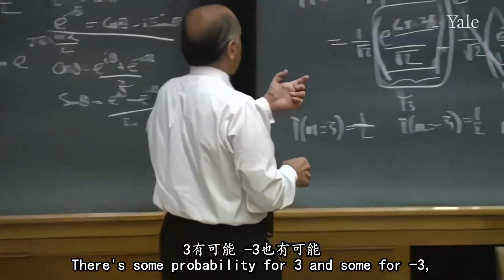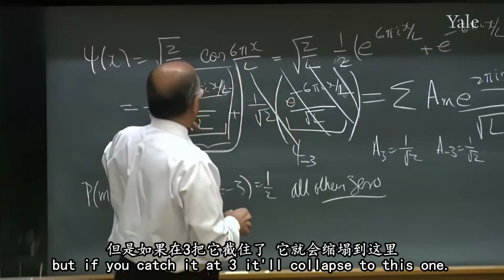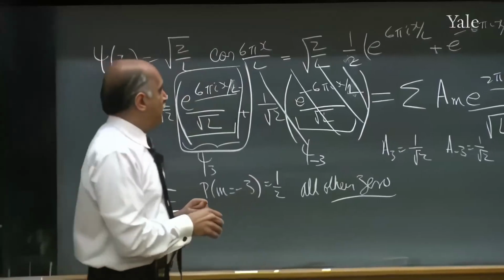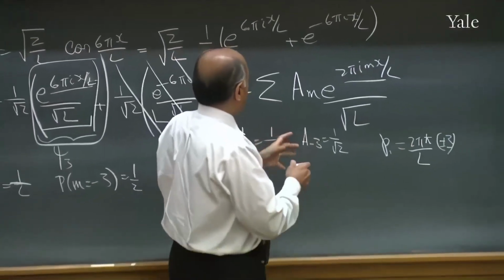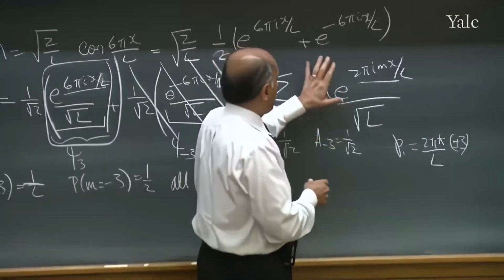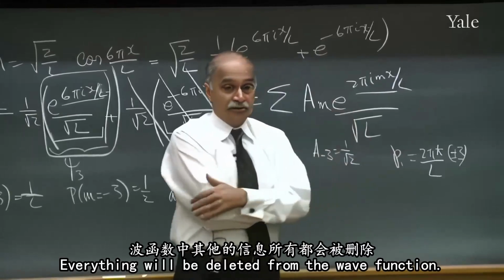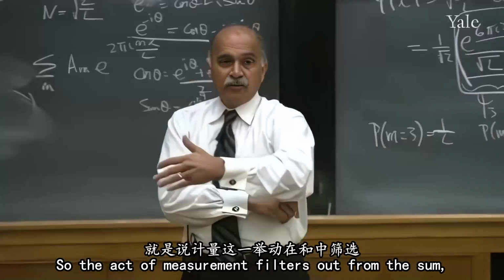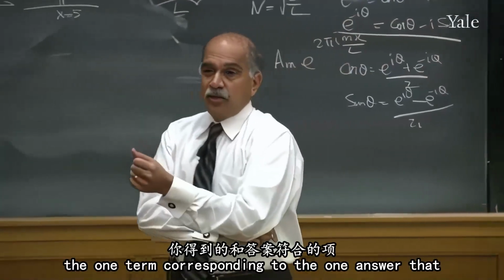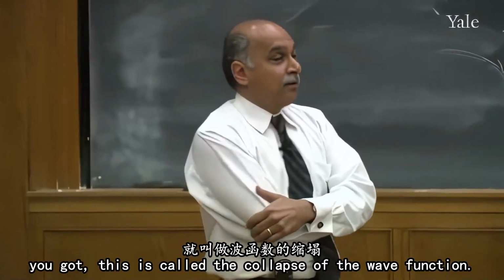There's some probability for 3 and some for minus 3, but if you catch it at 3, it'll collapse to this one. So what happens is, in the sum over many terms, the answer will correspond to one of them, and whichever one you got, only that one term will remain. Everything else will be deleted from the wave function. So the act of measurement filters out from the sum the one term corresponding to the one answer that you got. This is called the collapse of the wave function.